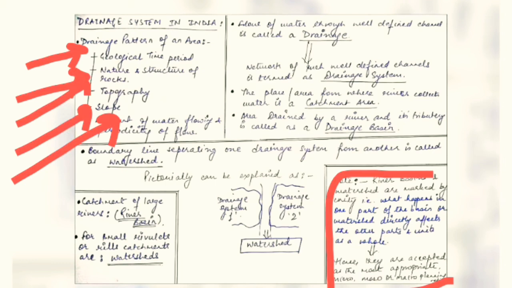So now next, moving on to the categorization of drainage systems in India. It is broadly classified into two parts. We'll be taking up this in the next course of action of this video, the drainage systems, its categorization and what factors it depends on.